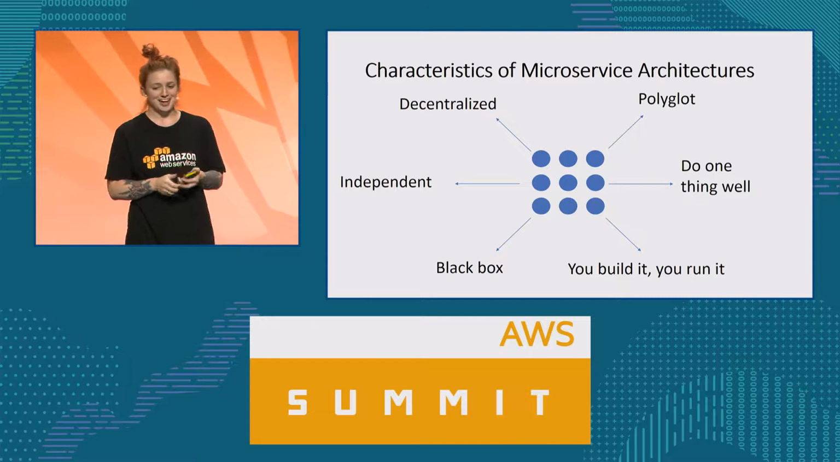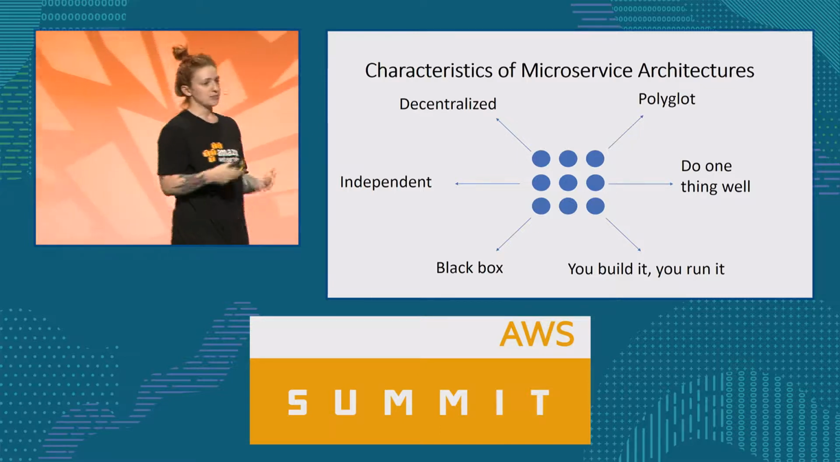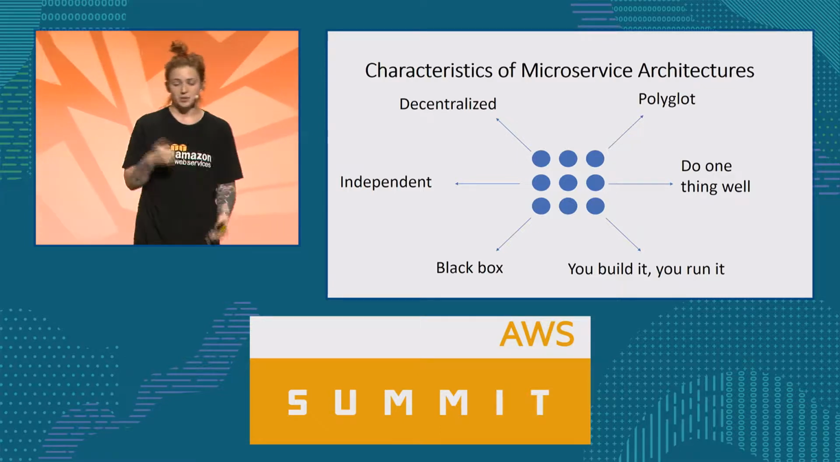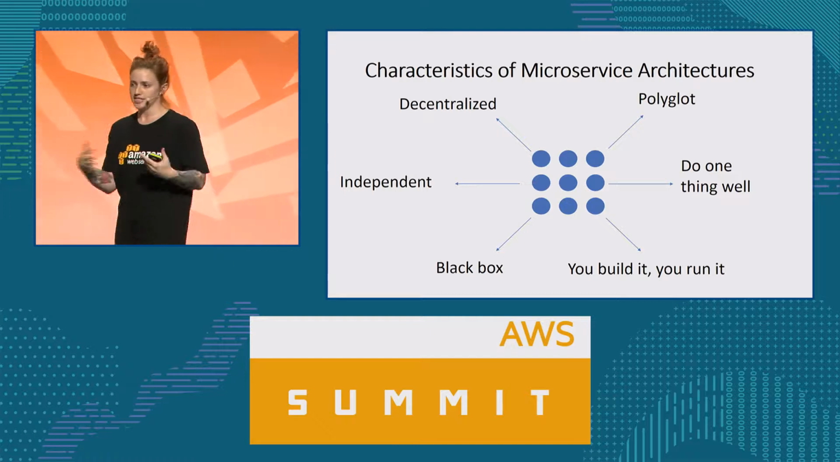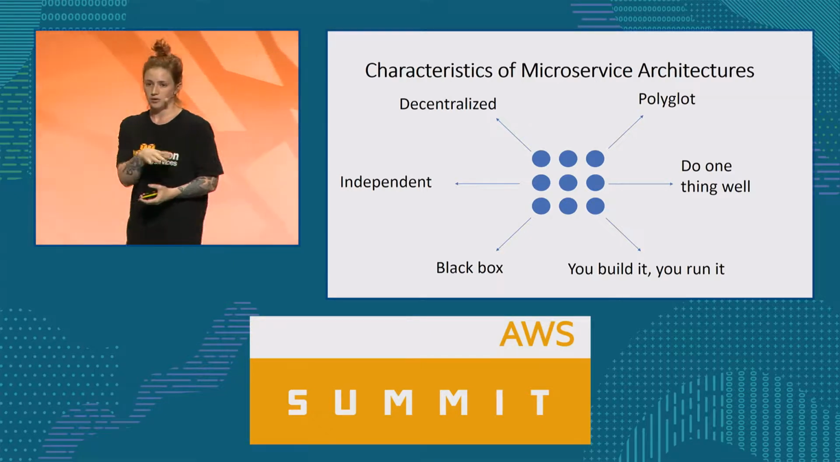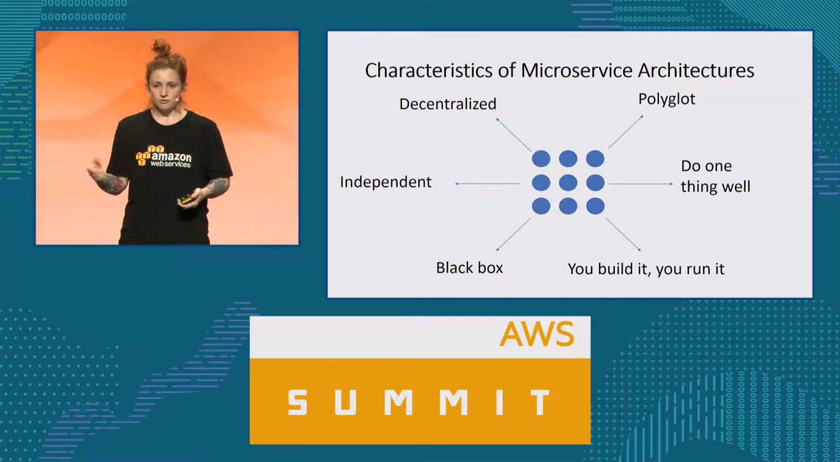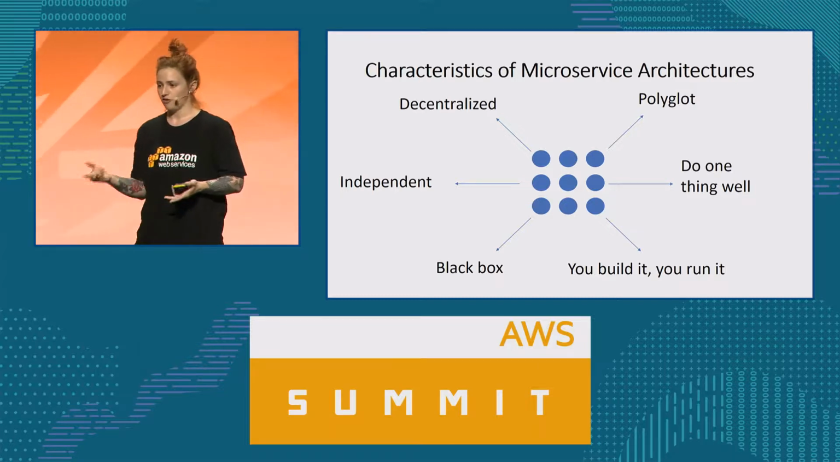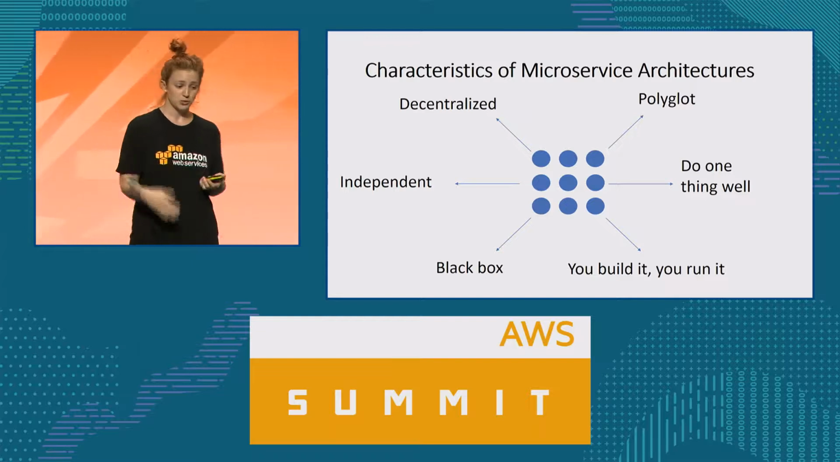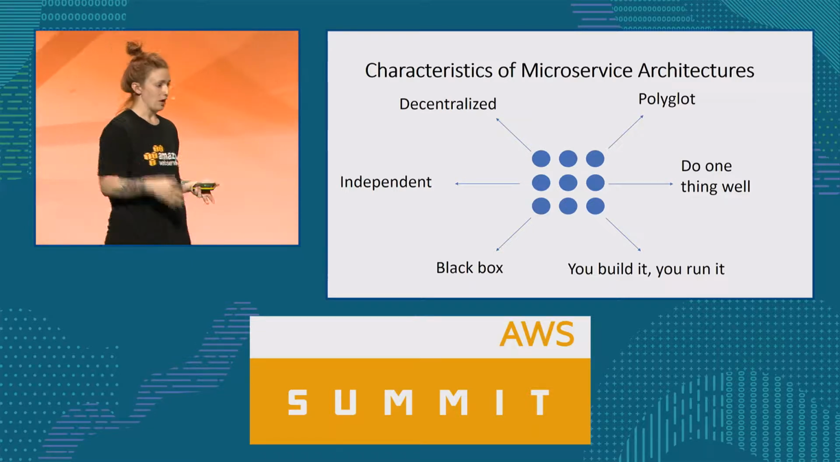It is just circles. What are some characteristics of what these microservices look like? So they're independent. A lot of these are really similar to what we looked at with Adrian's definition. So they're decentralized. They're polyglot. So if I have a Node.js service, it shouldn't prevent me from having a Python service or a Ruby service. They do one thing well.